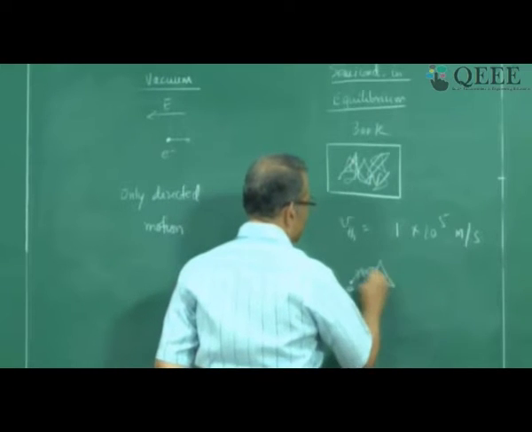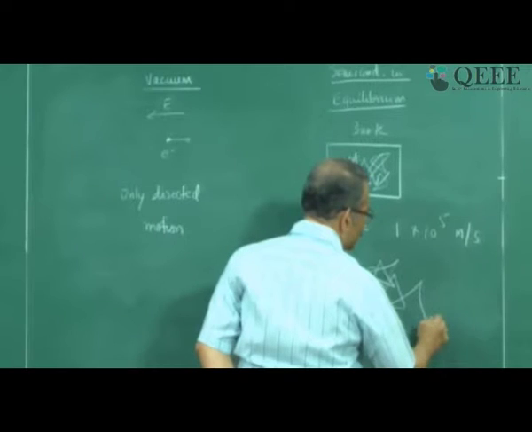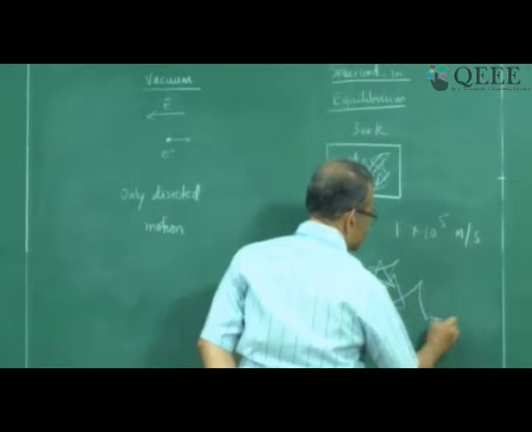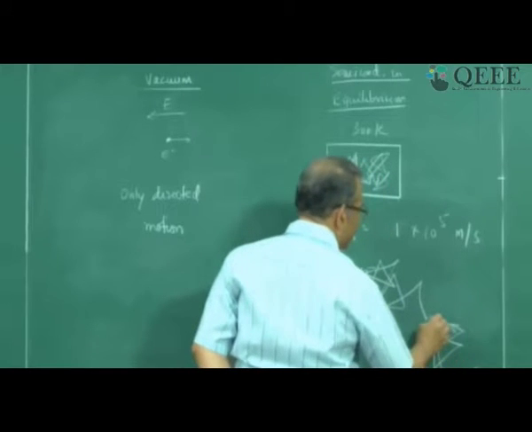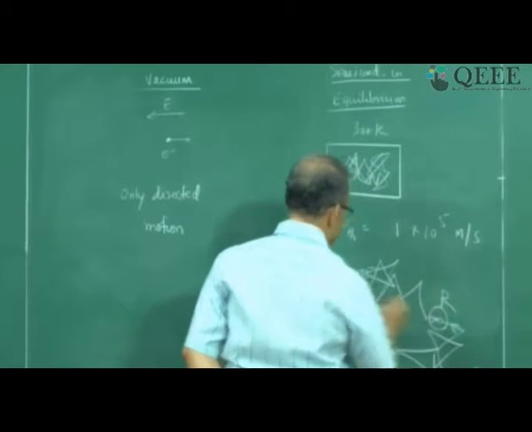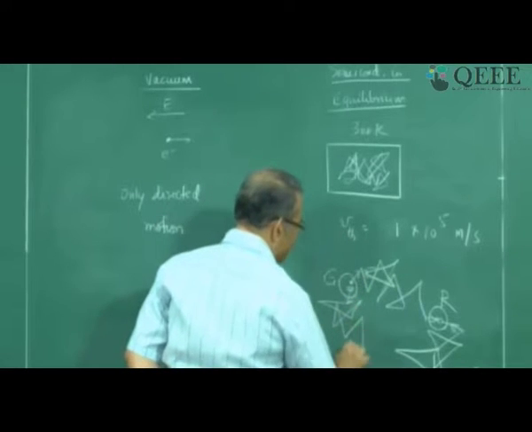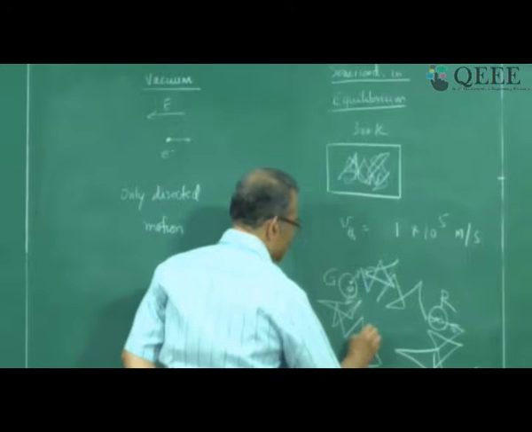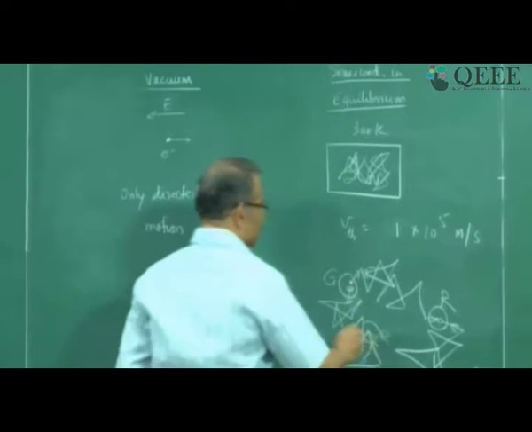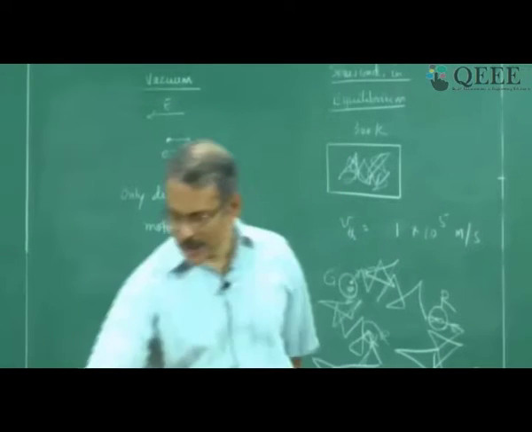Now this fellow will move randomly and it will recombine somewhere here with another hole which has come from some other place, which was moving randomly. It came here, there is a recombination, here there is a generation. This hole is again moving randomly and it will meet some electron which may be moving like this. So here again you have recombination. So you can see that between generation and recombination the carriers are moving randomly.